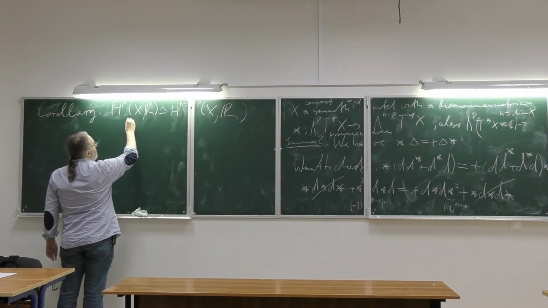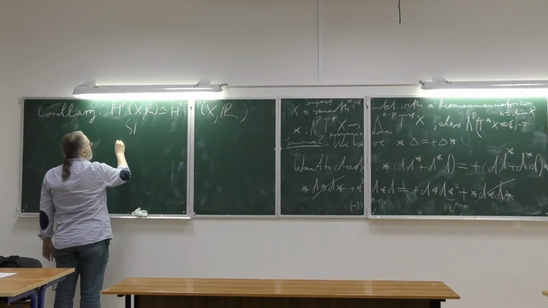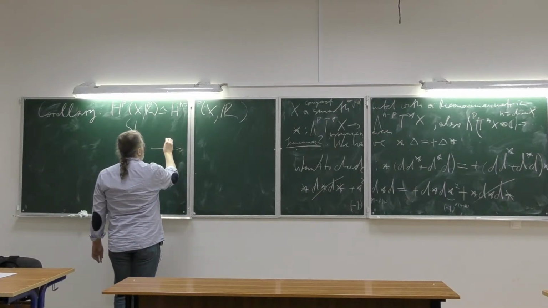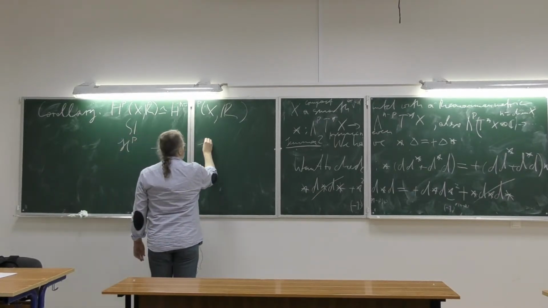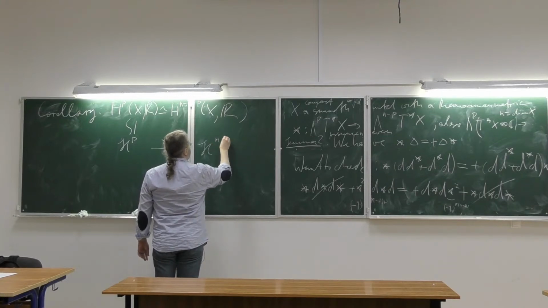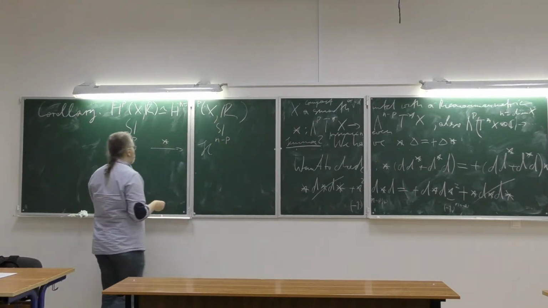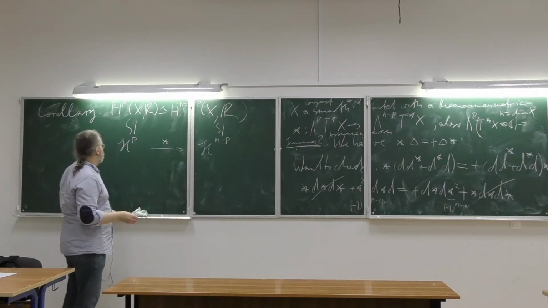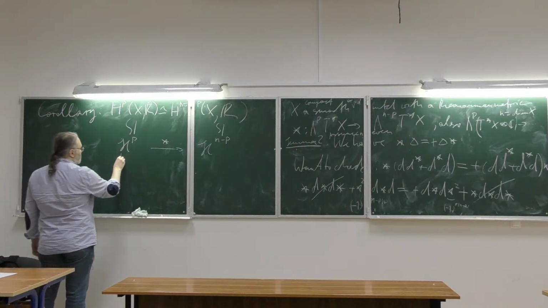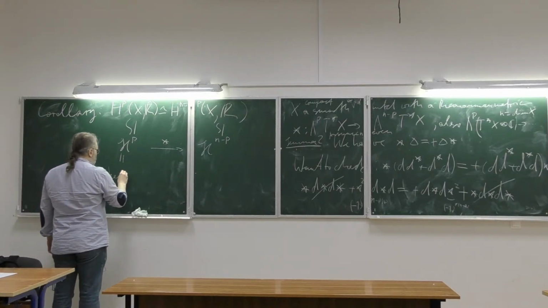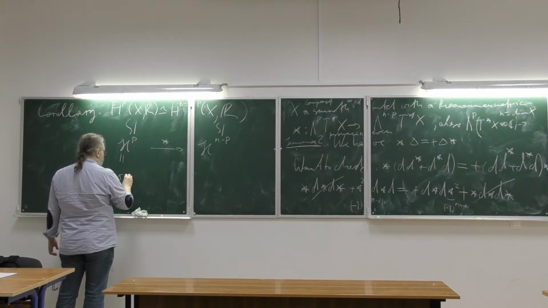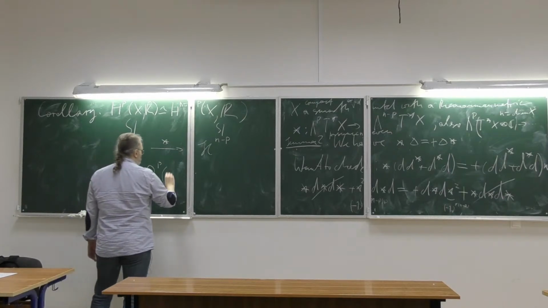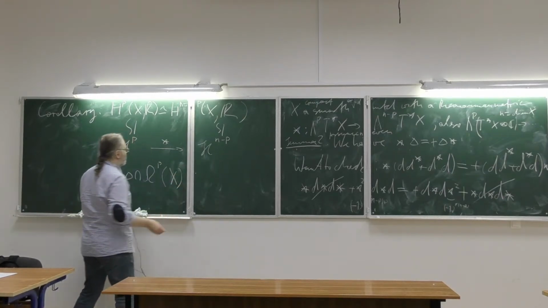We use the fact that this is H^p, and this is H^(n minus p), and we use the star to identify these two vector spaces, where H^p is the kernel of the Laplacian intersected with Omega^p of X.